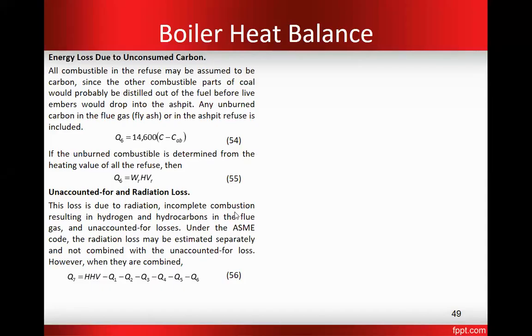Okay. Unaccounted for and radiation loss. So this loss is due to radiation, incomplete combustion, hydrogen, resulting in hydrogen and hydrocarbons in the flue gas, and unaccounted for losses. Under the ASME code, the radiation loss may be estimated separately and not combined with unaccounted for losses. However, when they are combined, Q sub 7 is equal to higher heating value minus Q sub 1 minus Q sub 2 minus Q sub 3 minus Q sub 4 minus Q sub 5 minus Q sub 6. This is the short form balance. The long form is the detailed one, with many more input values to find.